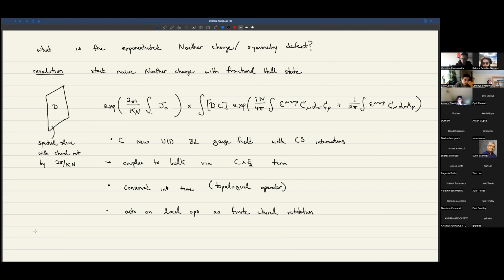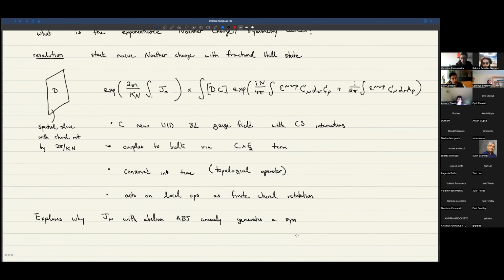So in a sense, this explains why this chiral current J mu with an abelian Adler-Bell-Jackiw anomaly generates a symmetry. Questions about these essential features? Okay.